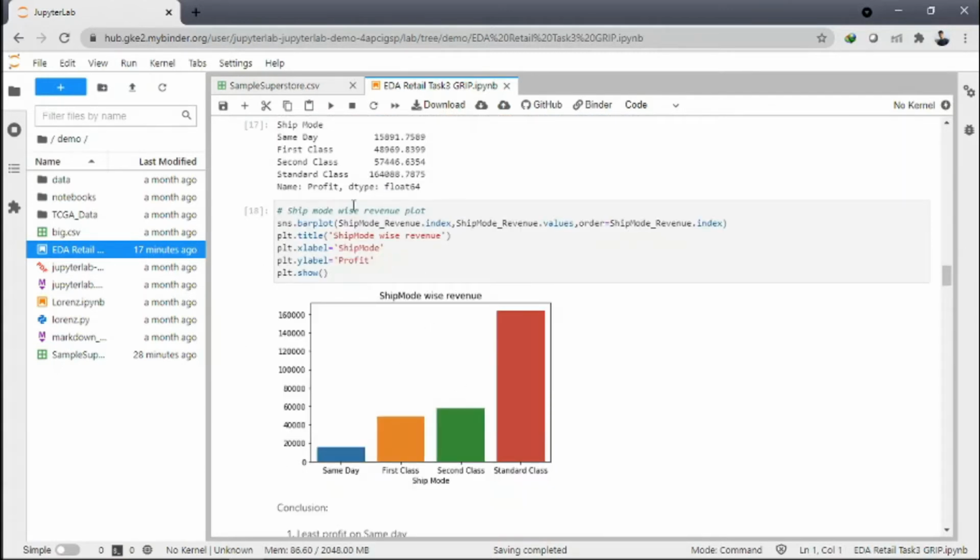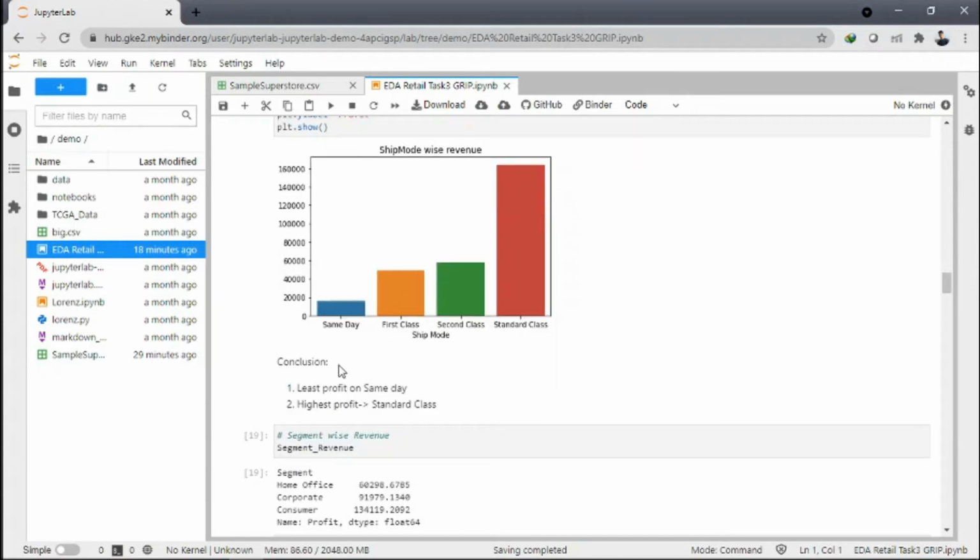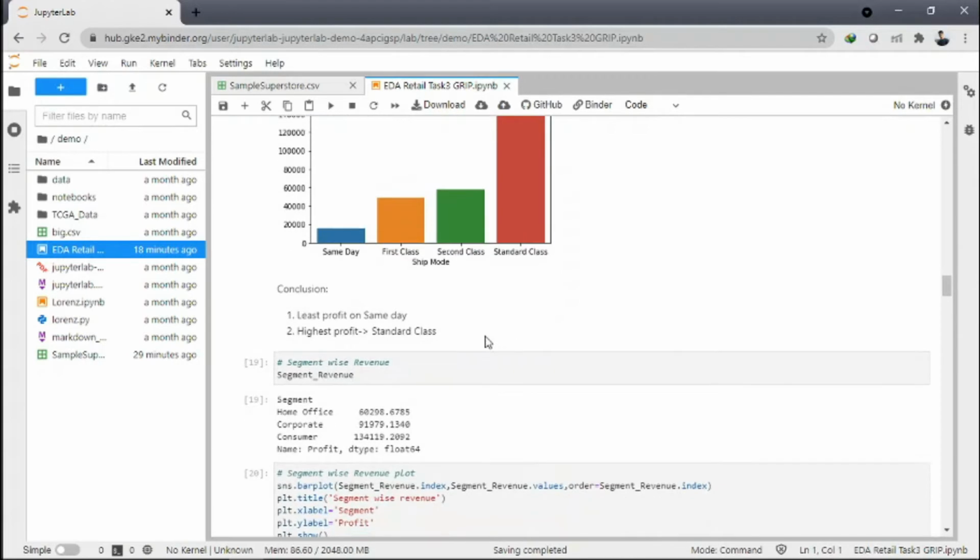So this is the plot, and we are plotting the bar plot, and we have ship mode wise revenue as the title, and the x-axis is ship mode and the y-axis is profit. So here also we can see that on same day it's the least profit, and when we're talking about the standard class, it is the highest profit. So that's our conclusion. Obviously, least profit on same day and highest profit for standard class.